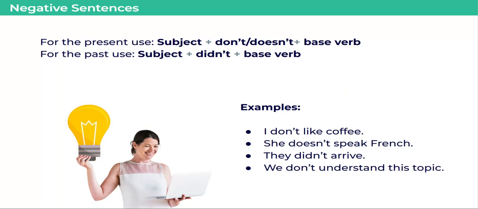In negative sentences, in the present, we use the subject plus don't or doesn't and the base verb. For the past, we use the subject plus didn't plus the base verb. For example, I don't like coffee. She doesn't speak French. They didn't arrive. We don't understand this topic.